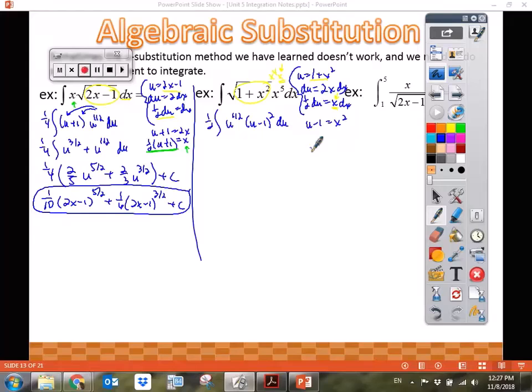And I did that already. I'm not going to go through the algebra, but I had already done that. So when you FOIL this out, then distribute the u to the 1/2, you will get u to the 5/2 minus 2u to the 3/2 plus u to the 1/2. All right. So now let's integrate.